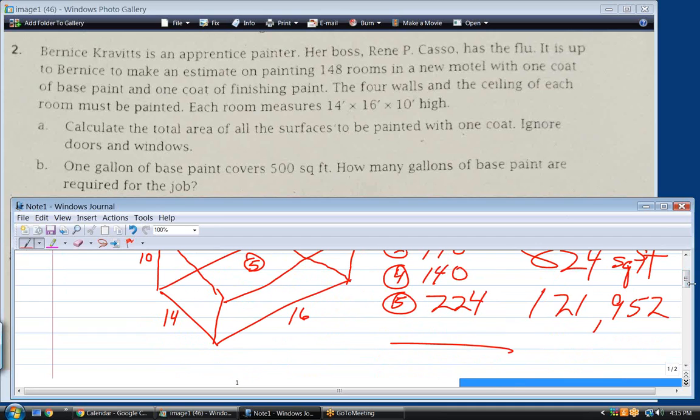You should probably be doing these calculations on your calculator so that you'll be ready for each subsequent problem. But if I take that answer there and divide it by 500, right? Ooh, hold on, I did something wrong. 121,952 divided by 500 equals 243.9, which rounds off to 244 because you can't buy part of a gallon.